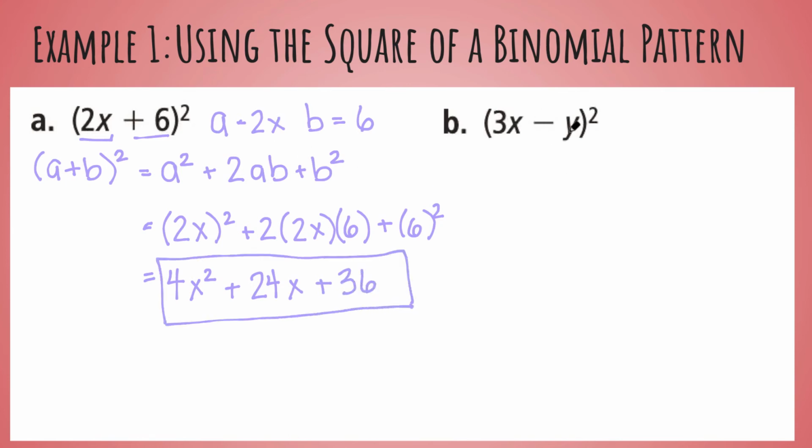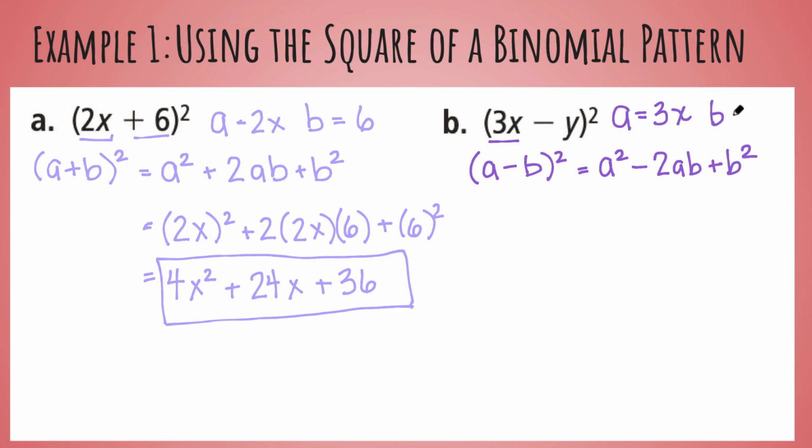Okay, let's take a look at another problem. So we have 3x minus y quantity squared. So again, we have a square of a binomial pattern, but this looks more like a minus b squared. And if we refer back in our notes, we know this is going to be a squared minus 2ab plus b squared. Okay, so in this example, 3x is going to be equal to a, so a is 3x, and we can see that b is equal to y.